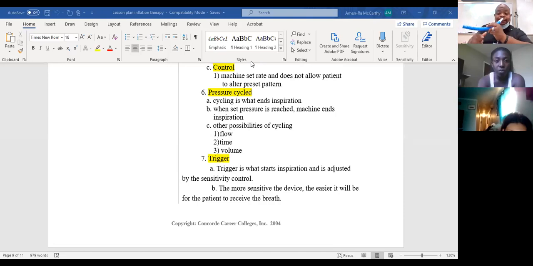If the patient is hooked to a positive pressure machine, well, when I do that, I'm pulling negative force, right? The machine reads that force that I'm pulling, and if I reach the sensitivity that you have set, it's going to give me the breath.